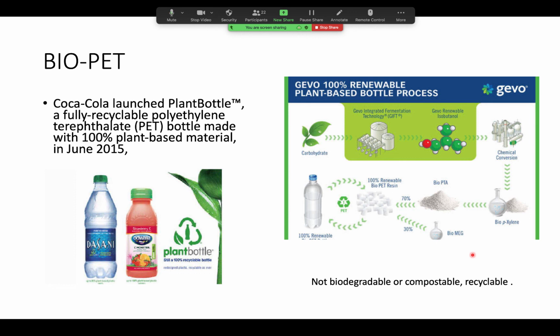Now this is plant-based, but once again, it's a drop-in replacement. It goes into the recycling, and it's recyclable just like PET is, but it's not compostable.